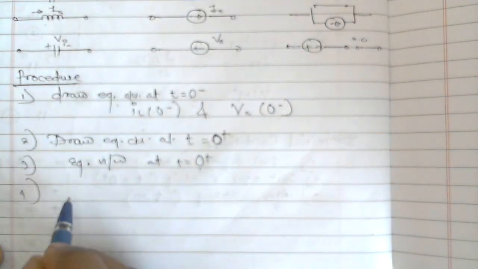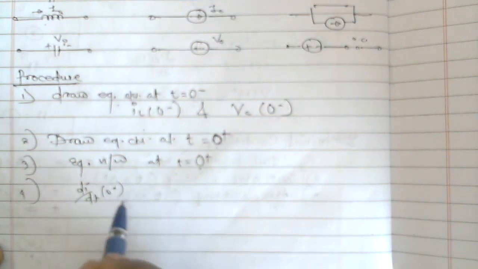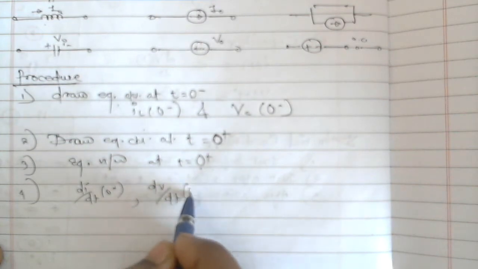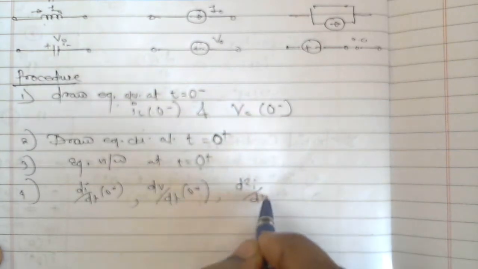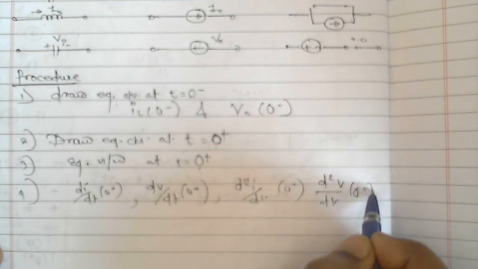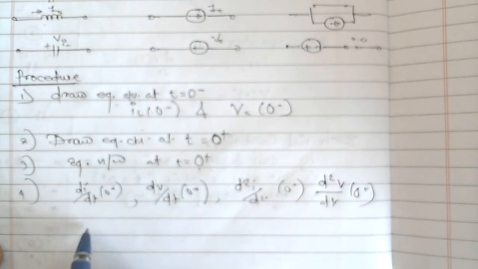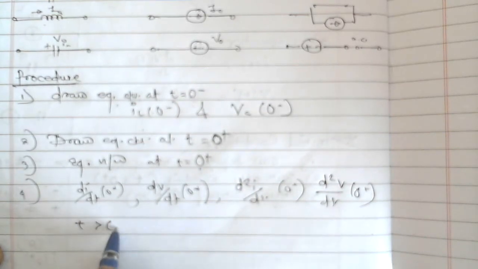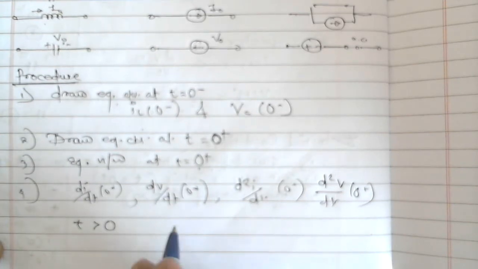And then an important step: initial conditions like di by dt at 0 plus, or dv by dt at 0 plus, or d square i by dt square at 0 plus, or d square v by dt square at 0 plus. These are determined by writing the integro-differential equation for the network for t greater than 0, just after switching, making use of the initial conditions. Okay, so this is the procedure. Now let's solve an example so that you can understand it properly.